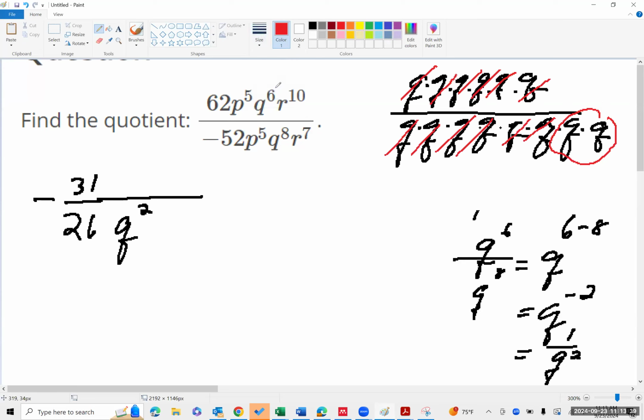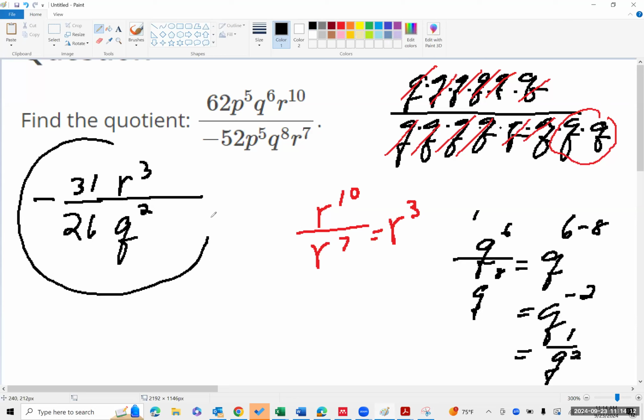And the last thing is r to the 10th over r to the 7th. That's r to the third power because 10 minus 7 is 3. Or if you prefer, imagine 10 r's multiplied in the numerator and 7 r's multiplied in the denominator, and then start canceling, and you're left with the 3 in the numerator, and hence your final answer.